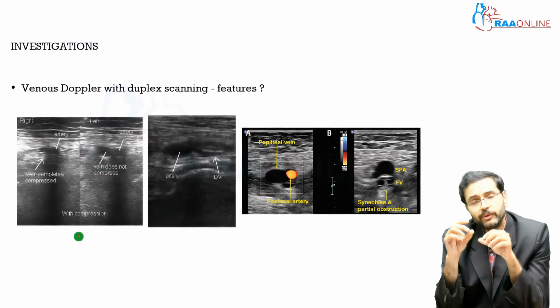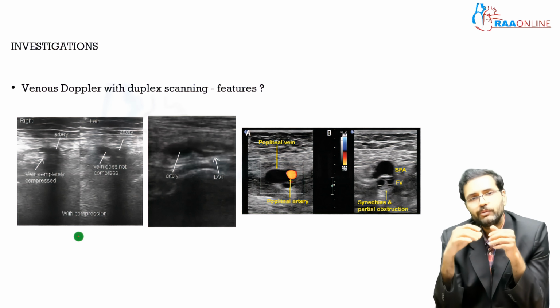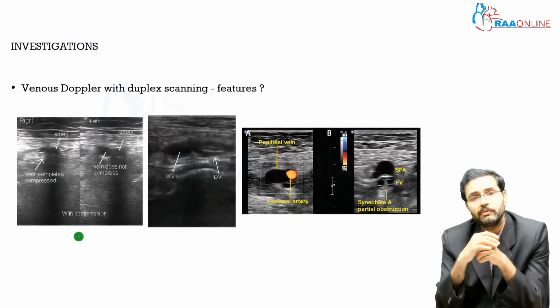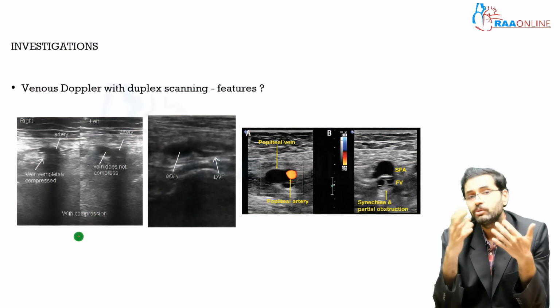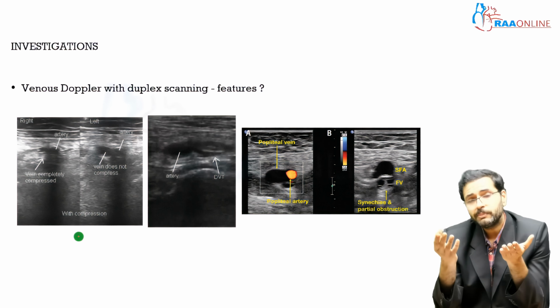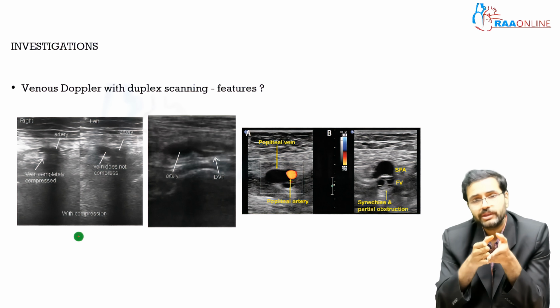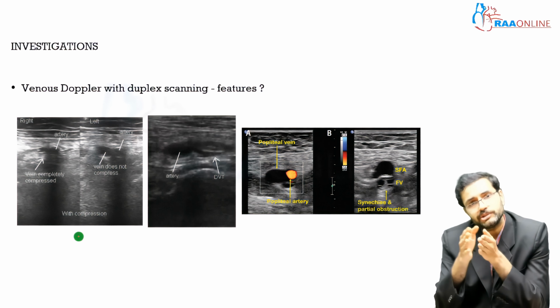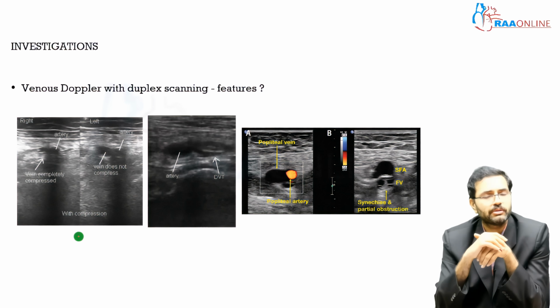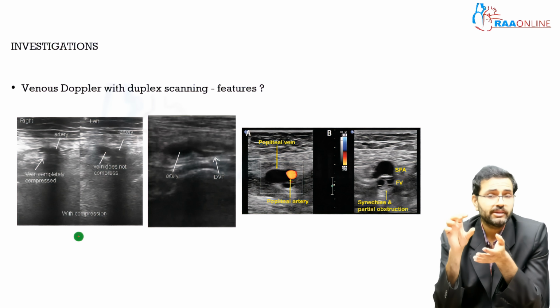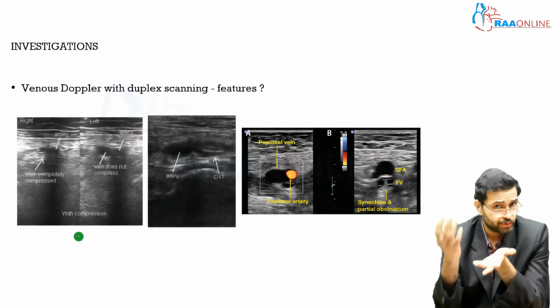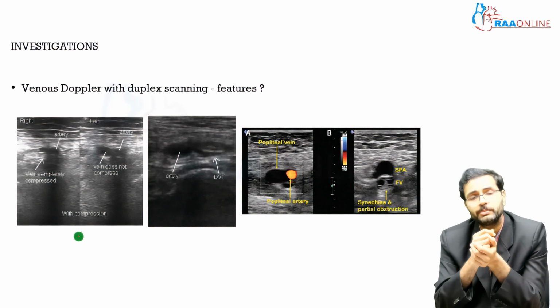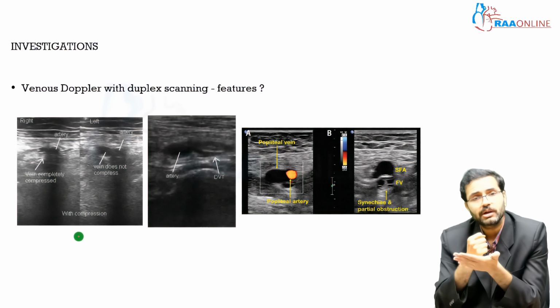Sometimes these veins don't collapse, which would mean that there is something within the lumen preventing collapse of the vein, most probably a thrombus. You might be able to make out an echogenic material within the vein, which again denotes the presence of a thrombus. But in cases where this echogenic material is not visualized in an ultrasound, you might have to depend upon this compressibility test.